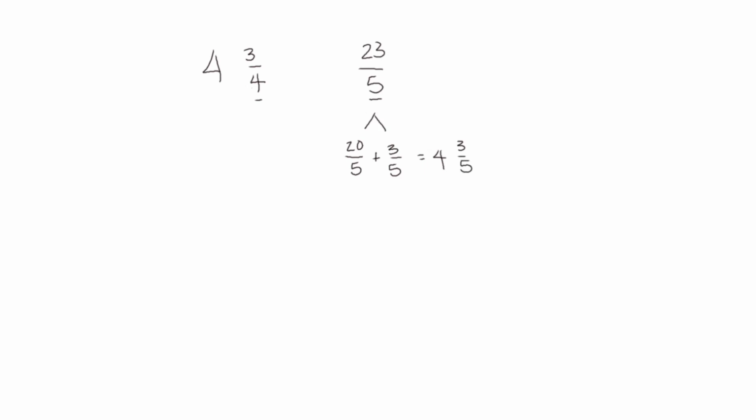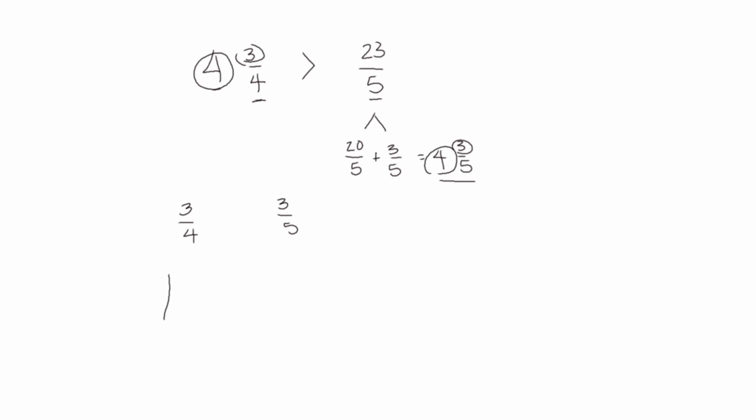And again, we have the same numerators. So if we have 4ths and 5ths, we know that 4ths are greater than 5ths. Therefore, 4 3/4 must be greater than 23/5. We could show this another way by actually converting the fractions to the same denominator. So if 23/5 is equal to 4 3/5, we're comparing 3/4 and 3/5 since the whole number parts are both the same.